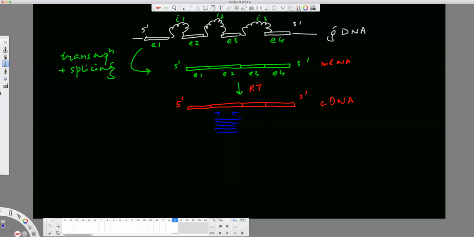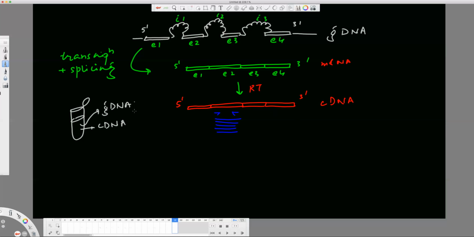Now let me change the scenario slightly for you guys. Let's say that in my tube where I had this cDNA, I also have contamination of genomic DNA, which can happen when you purify your mRNA. This mRNA also had some contamination of genomic DNA, and this is a routine thing, it does happen, right?